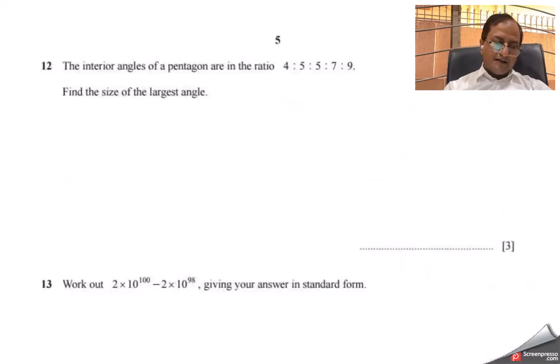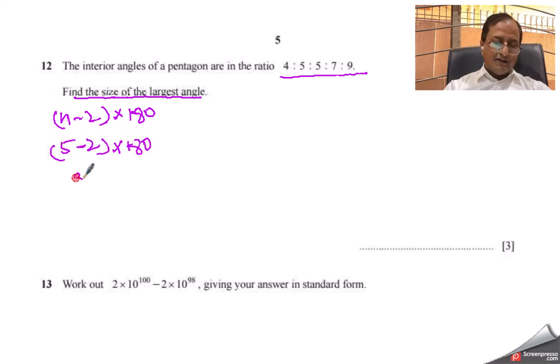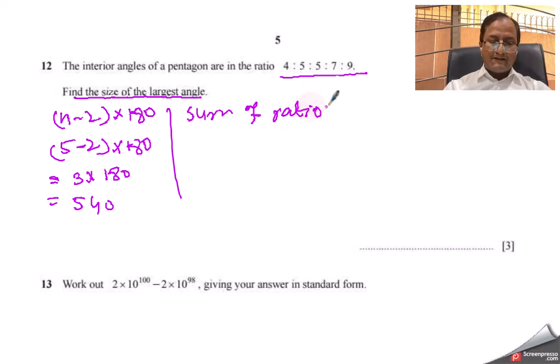Okay, now the interior angles of a pentagon are in the ratio 4:5:7:9. Find the size of the larger angle. As we know, for the pentagon, the sum of the interior angles of a pentagon is n minus 2 into 180. Now for a pentagon, 5 minus 2 times 180, then 3 times 180 gives us 540. Now we have the sum of the ratio of the angles.